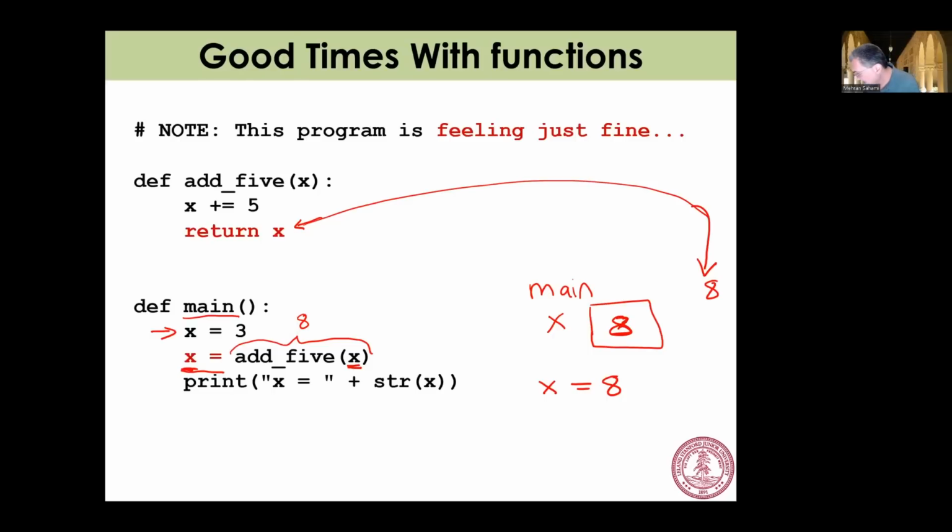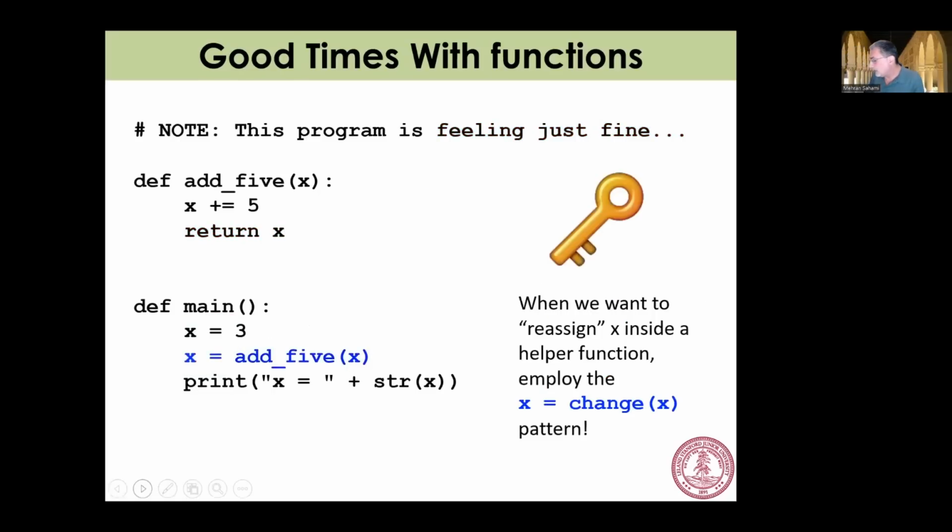So what's the key idea here? The key idea is that when we want to reassign a value to a variable, if we are using a helper function, we need to have some value returned from that helper function and assigned back to the original variable. Some people refer to this as the x equals change x pattern.